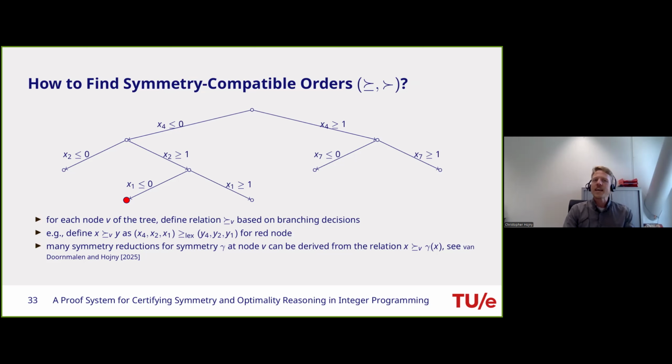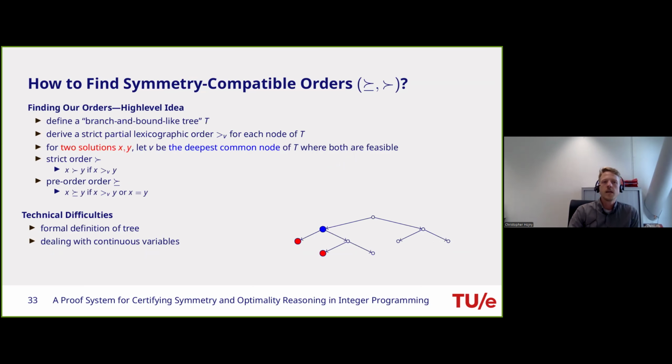So we have now defined these lexicographic orders at nodes of the branch and bound tree, but in our configuration scheme, we need a single pre-order and a single strict order, not for every node of this tree, in particular because we don't know this tree in the configuration. And we've therefore introduced a new pair of strict orders and pre-orders on the entire variable space as follows.